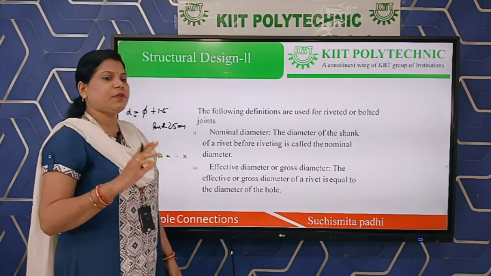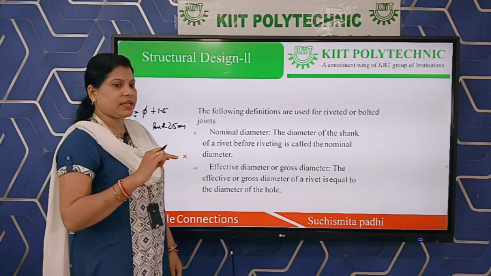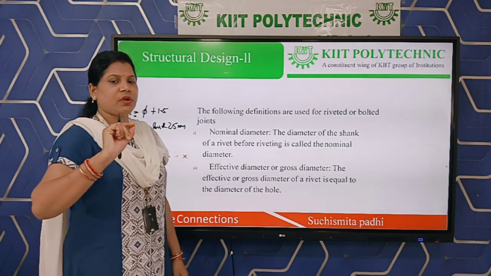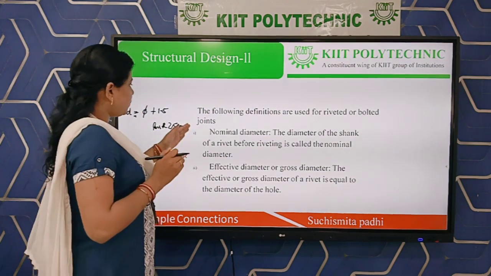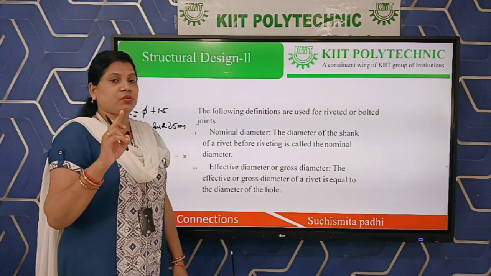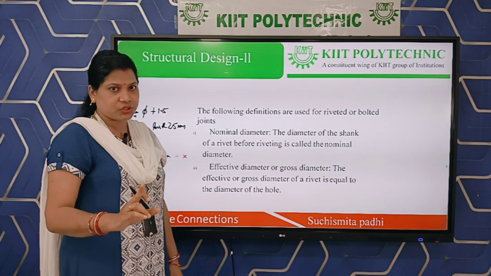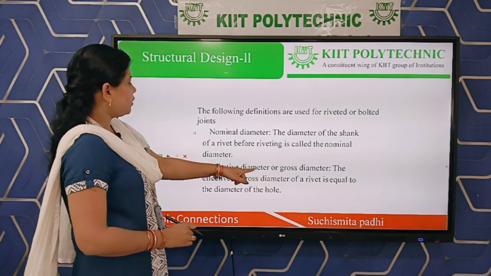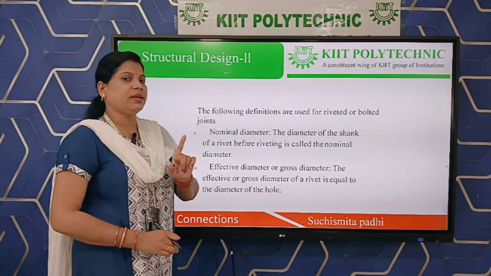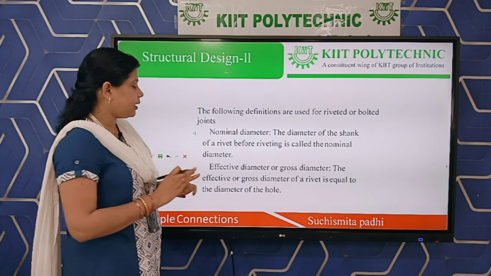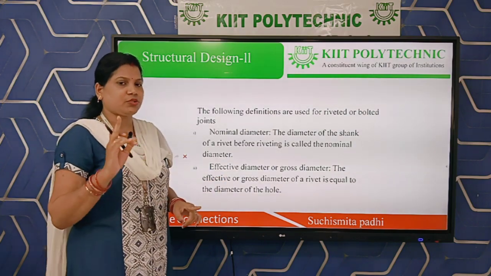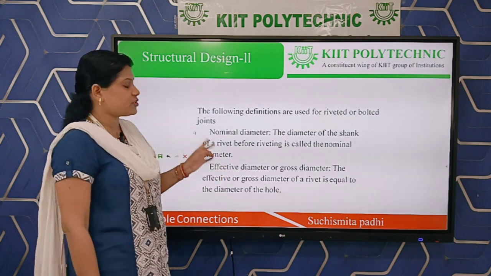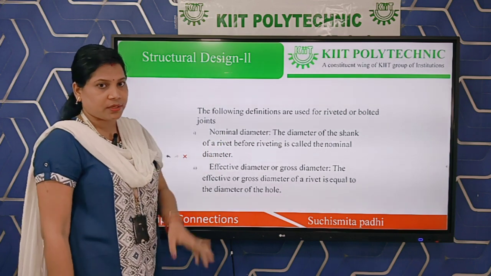This is the first step of design, and this procedure we have to follow in every design question. This formula we have derived from the code IS 800-2007, which is used for design of steel structure. The formula is: gross diameter equals nominal diameter plus 1.5 when the diameter of the rivet is less than 25 millimeter, and gross diameter equals nominal diameter plus 2.5 when the diameter of the rivet is greater than 25 millimeter. So you have to remember these two formulas for calculation of step 1.